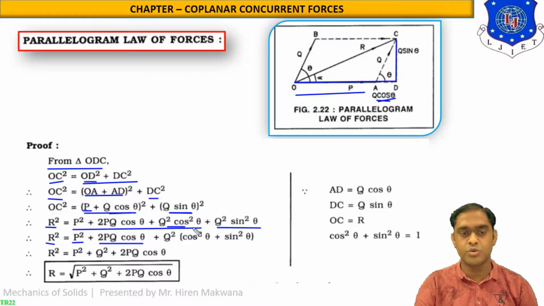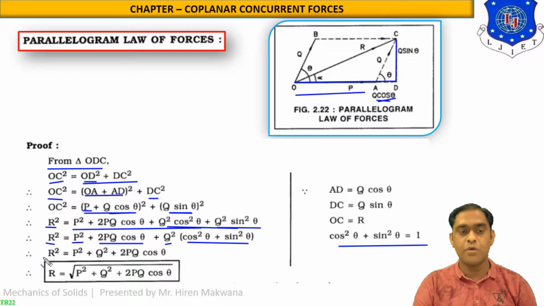Now from the last two terms we are taking Q square as common. So what is remaining? Cos square plus sine square. Now cos square plus sine square equals 1, as you know from the 10th standard. So now finally this bracket will become 1 and the final answer will be P square plus Q square plus 2PQ cos theta. So here R square equals P square plus Q square plus 2PQ cos theta.